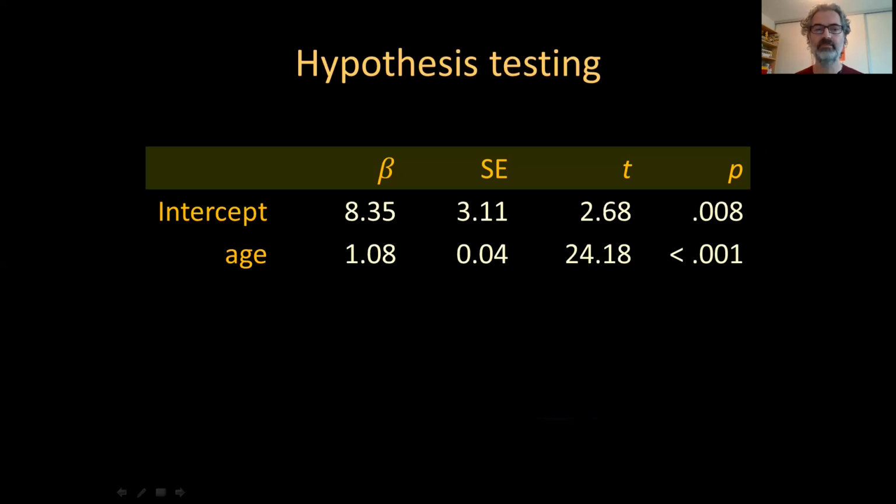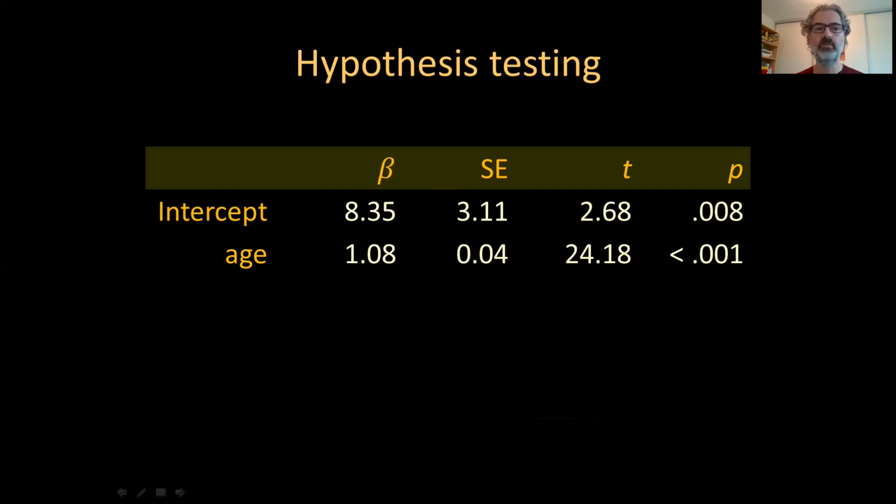In this result, we have an estimate of intercept at 8.35. This is its standard error. If we divide the intercept by its own standard error, this is the t-value, and the corresponding p-value is 0.008, which indicates a statistically significant intercept. The intercept is not 0. We don't care about that.